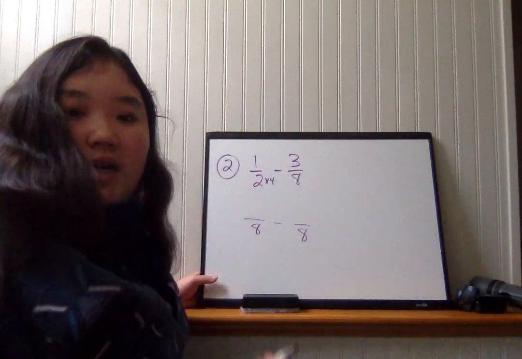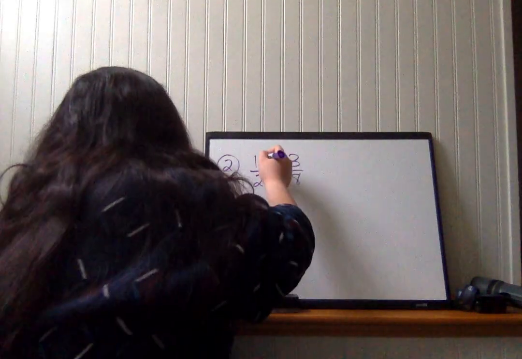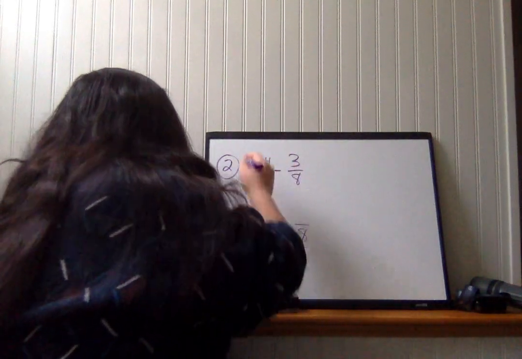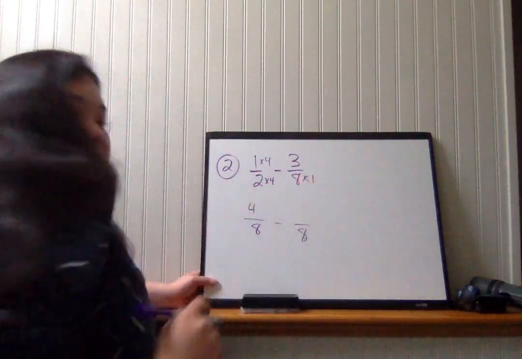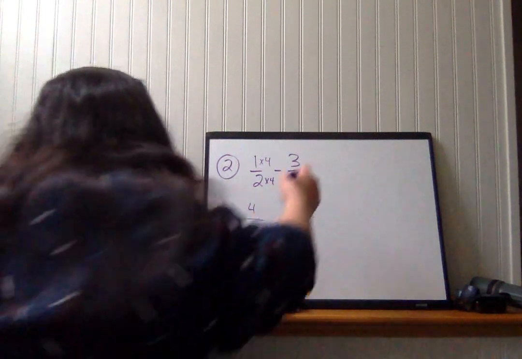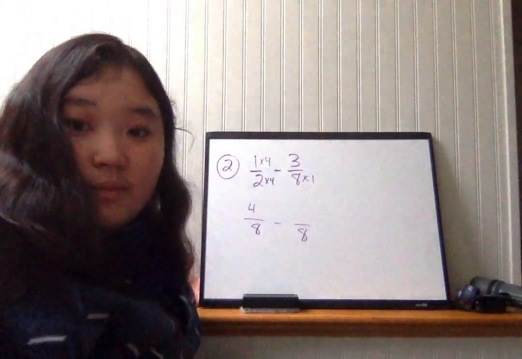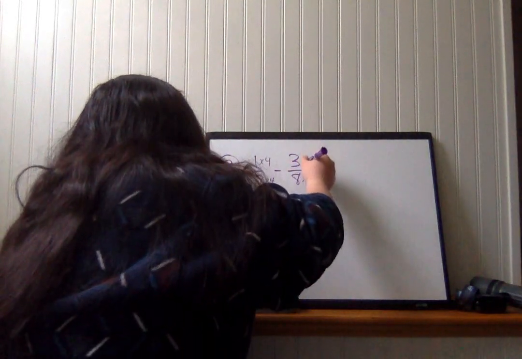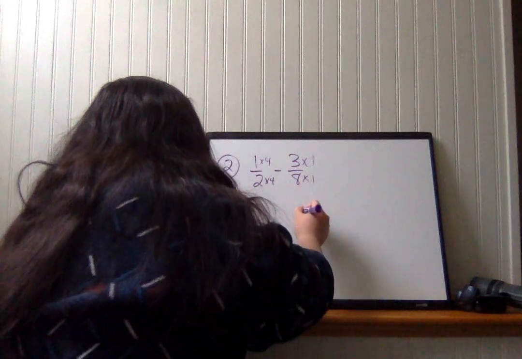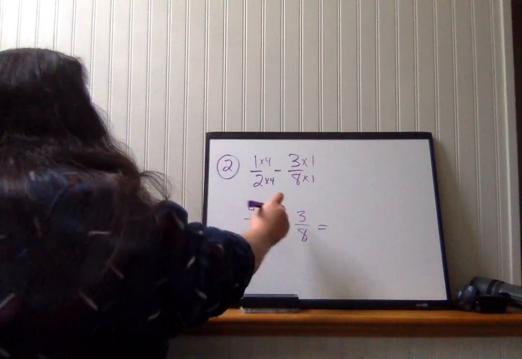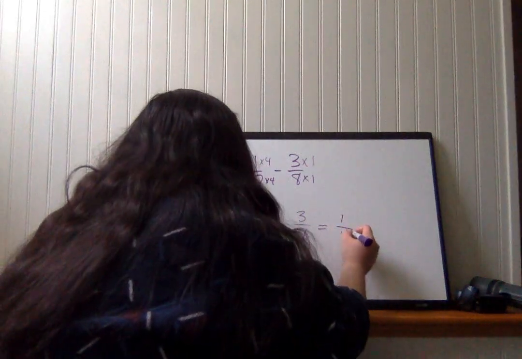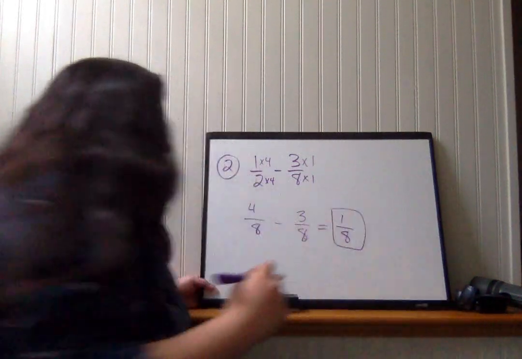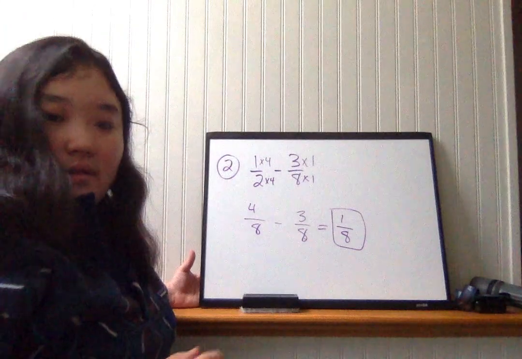So whatever I do to my denominator, I must do to my numerator. 1 times 4 gives me 4. I know that 8 times 1 gives me that denominator of 8. So whatever I do to my denominator, I must do to my numerator. So 3 times 1 is going to give me 3. And 4 minus 3 gives me 1. I keep the denominator, so my answer for number 2 is going to be 1/8.